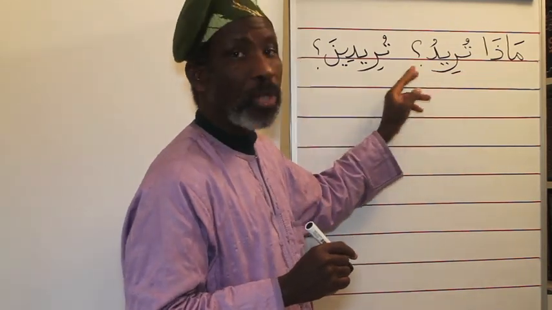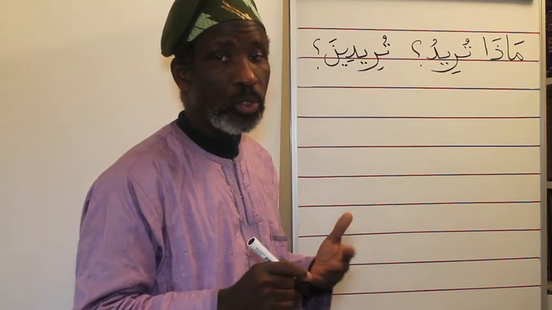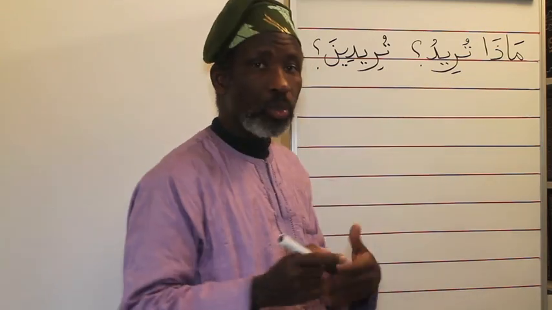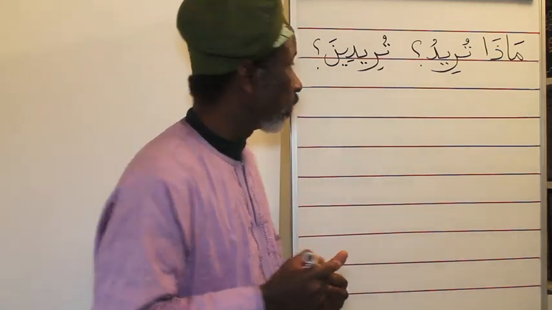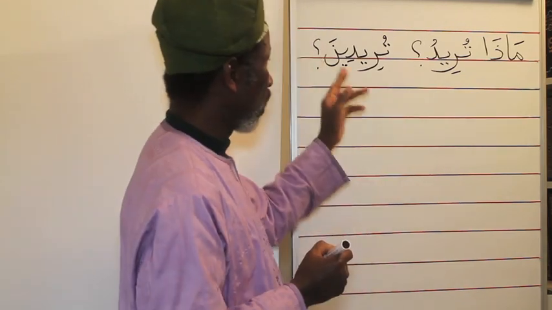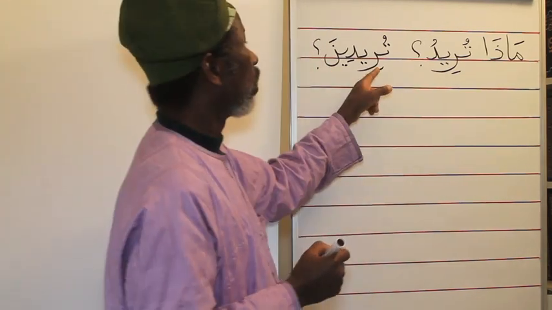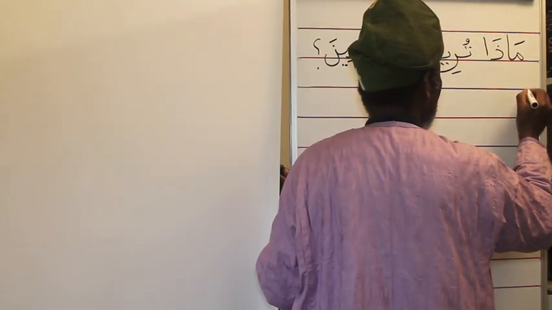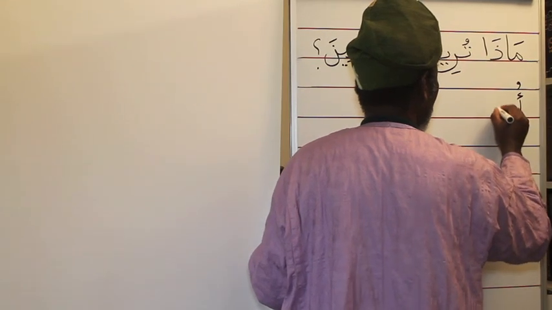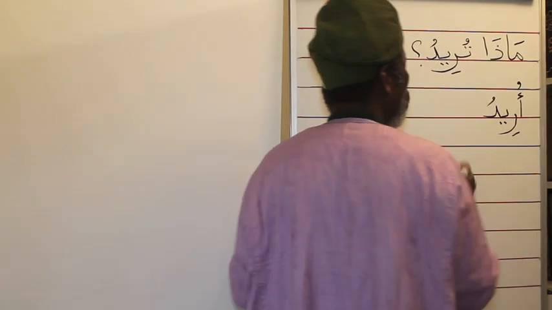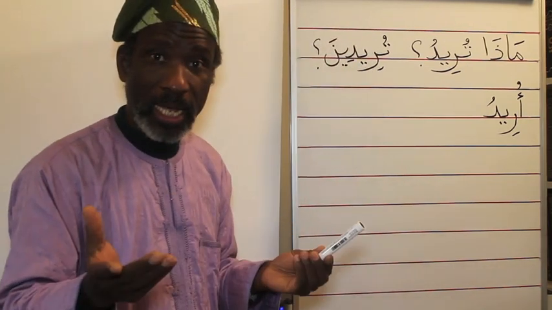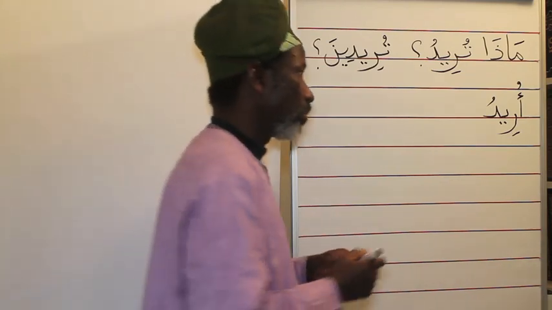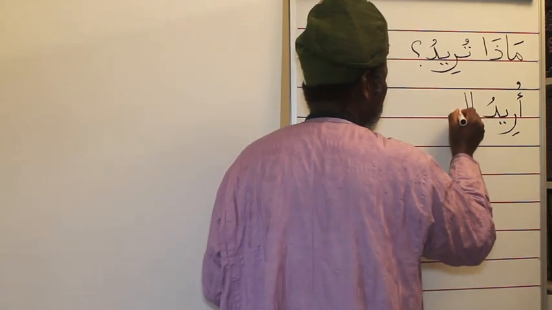What would you like, or what would you want? What do you want? So the idea of like and want, you can use turid. Talking to a man and talking to a woman. Mada turidu, mada turidina. The response, both of them will say the same thing. Uridu, I would like, or I want. Uridu shai. Shai, which you know already.